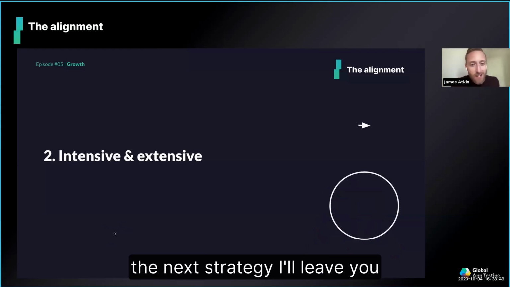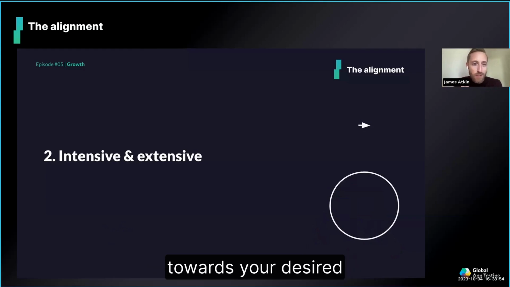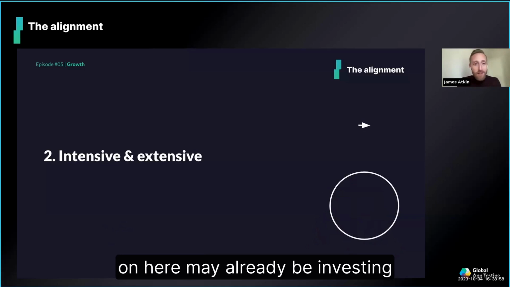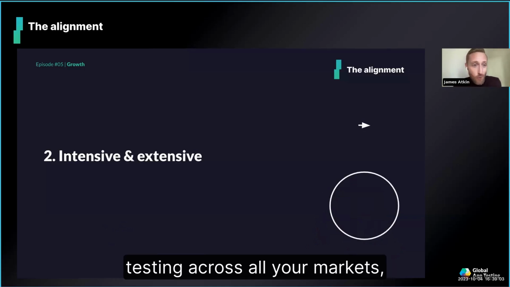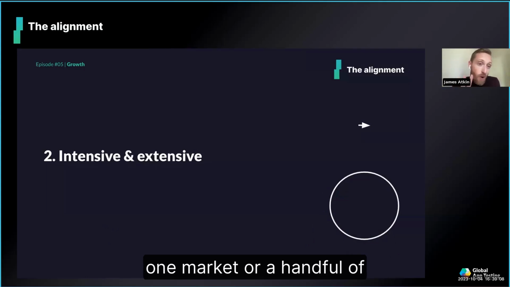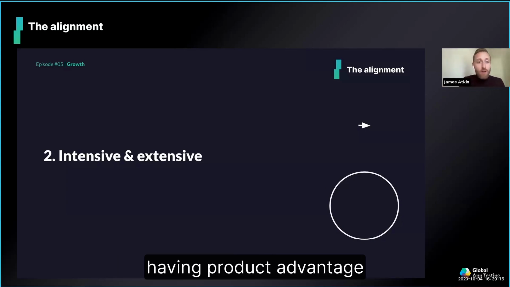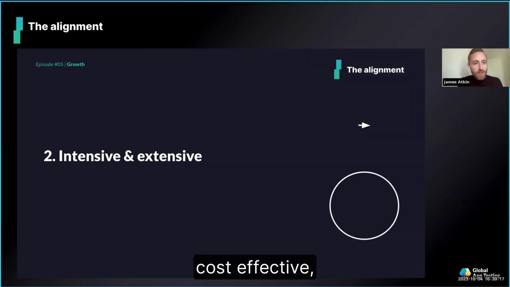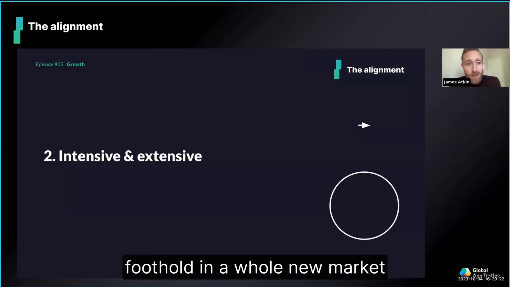Number 2, the next strategy I'll leave you with is to test intensively towards your desired market stage. What I mean by that, whilst many on here may already be investing in extensive localization testing across all your markets, it might be worth considering one market or a handful of markets to test intensively with. The reason for this approach is that when you think of a product having product advantage somewhere, it's often much more cost effective, much cheaper to retain a monopoly than it is to create a foothold in a whole new market elsewhere.